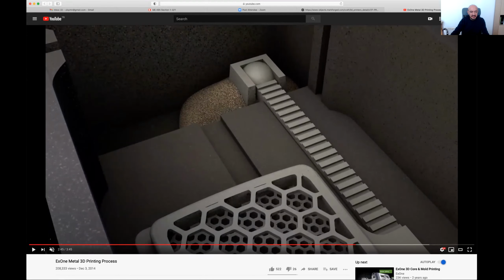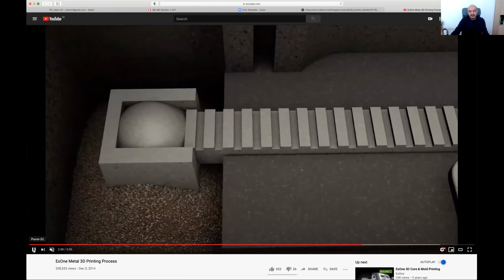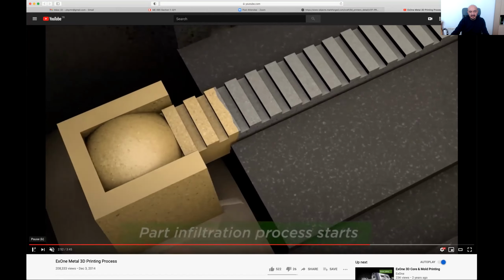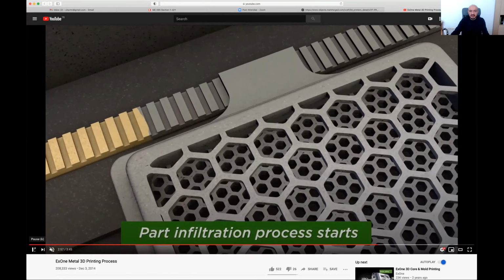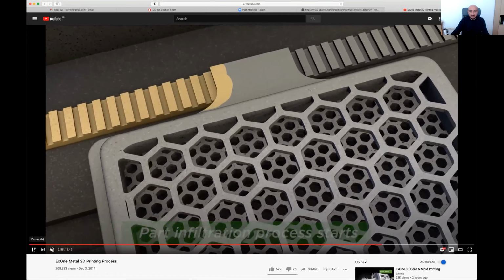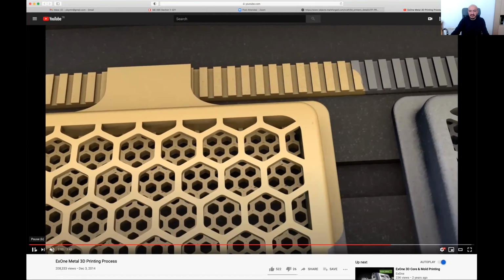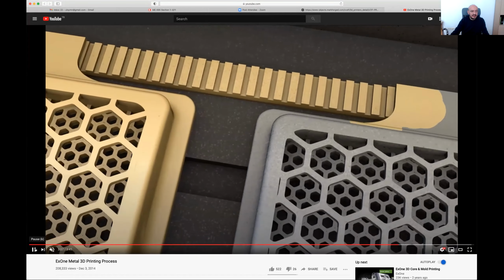So we have copper here. Now it will be melted. And it will flow into the product and fill all these gaps, all these porous regions inside the products, and we will have about 99% density.